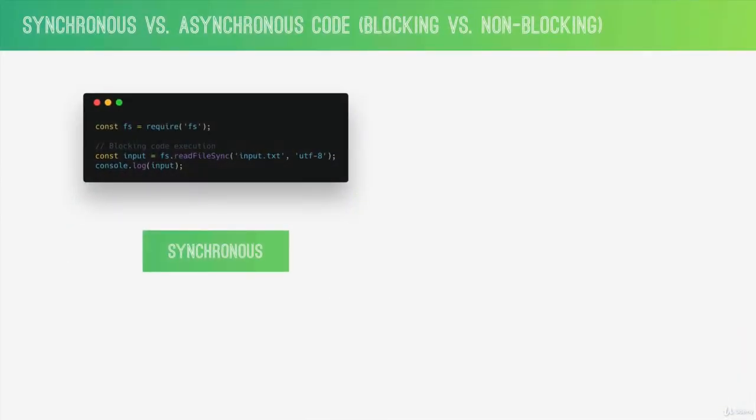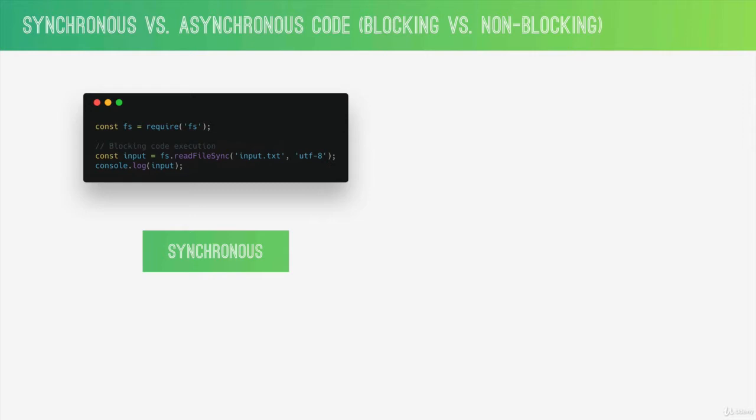So this piece of code that we wrote in our last lecture to read a file and then save its content into a variable was in a so-called synchronous way, which simply means that each statement is basically processed one after another, line by line. In this example, first the file system module is required, then the file is read, and then we log the result to the console.